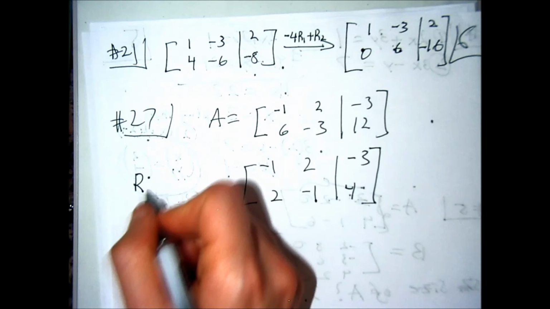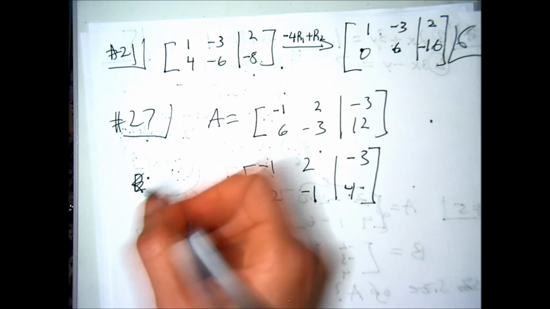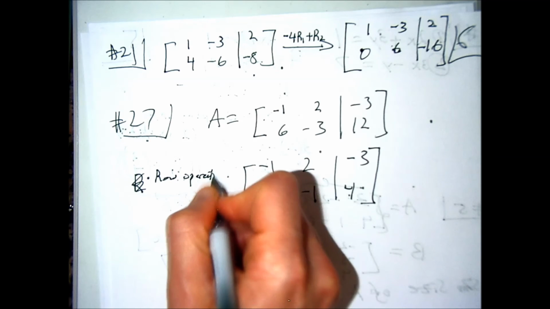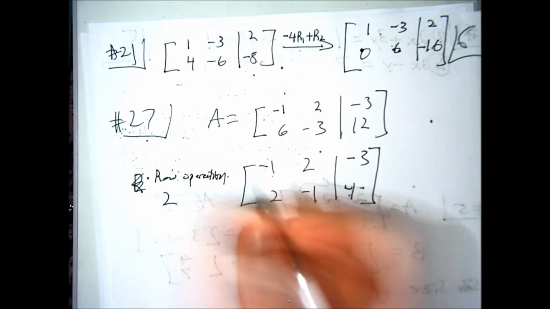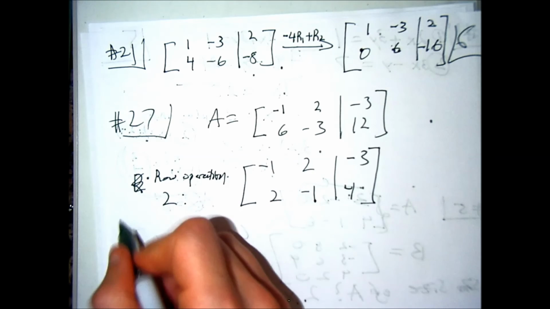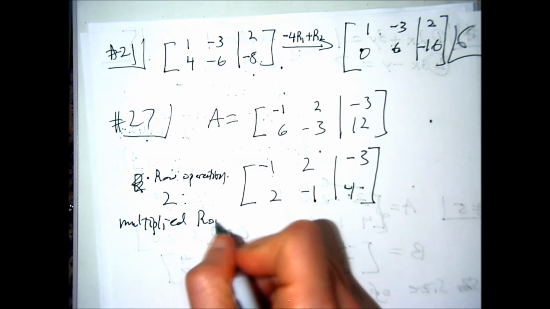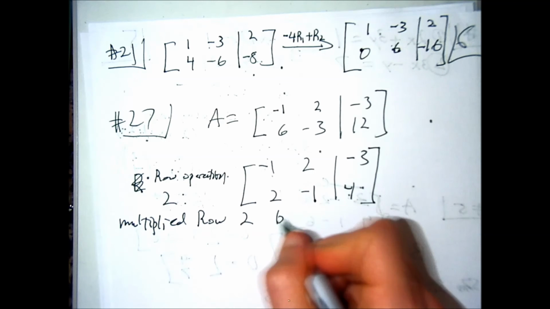Yeah, we did row operation 2 because we multiplied row 2 by 1/3.